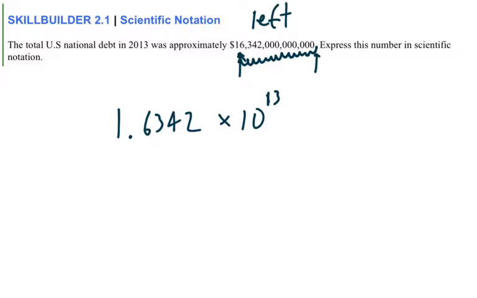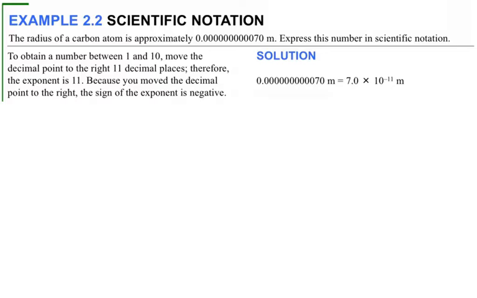Let's try another example. It says the radius of a carbon atom is approximately 0.0000000070. A lot of zeros. We want to express this in scientific notation. This time, we want to move the decimal point to the right.